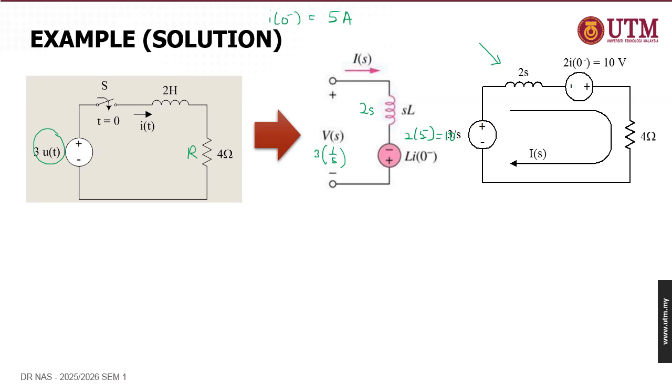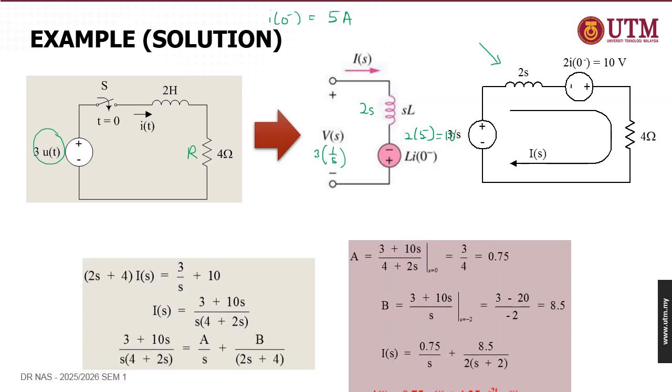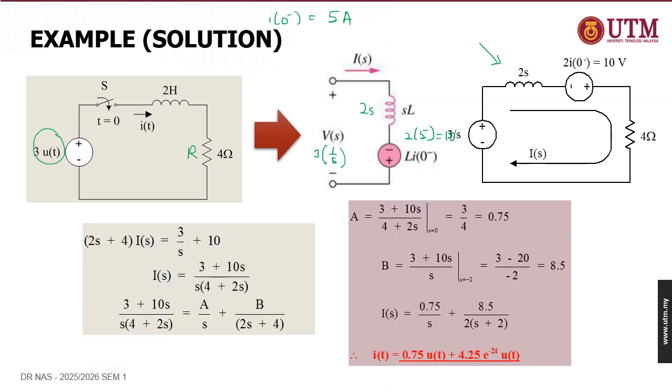Then you need to perform further analysis using mathematical expression. In this case, you can write the loop equation, so you can find I(s). You need to perform, as usual, the partial fraction expansion to determine what A and B are, and then you need to write the equation again after you have calculated A and B. Finally, you need to perform inverse Laplace transform to get the final answer.